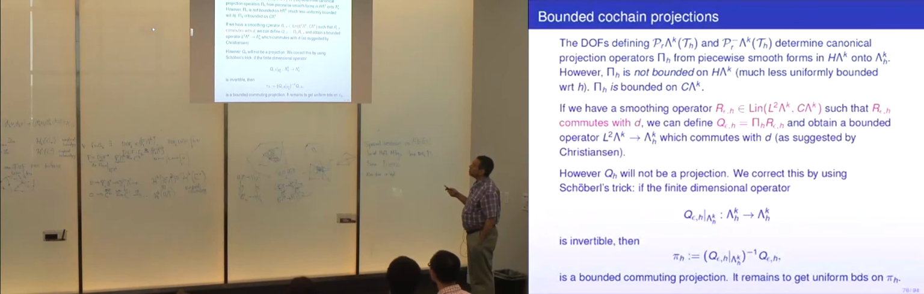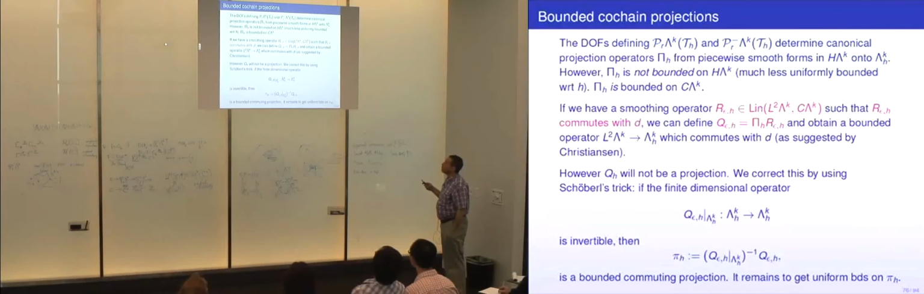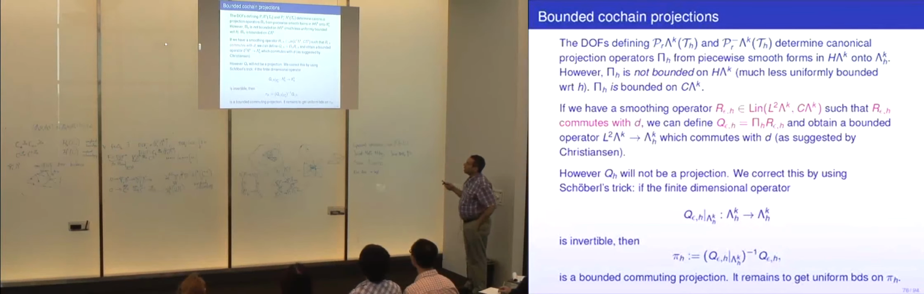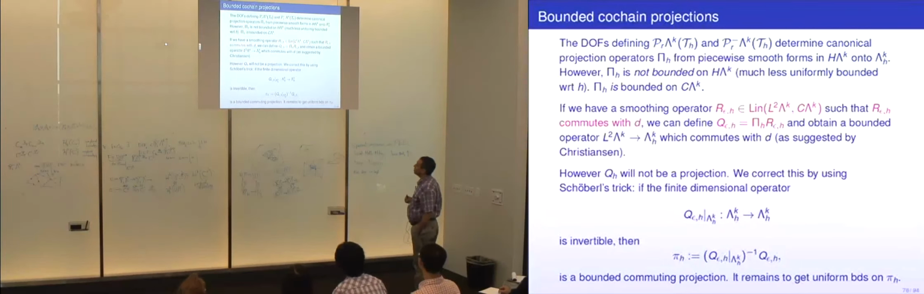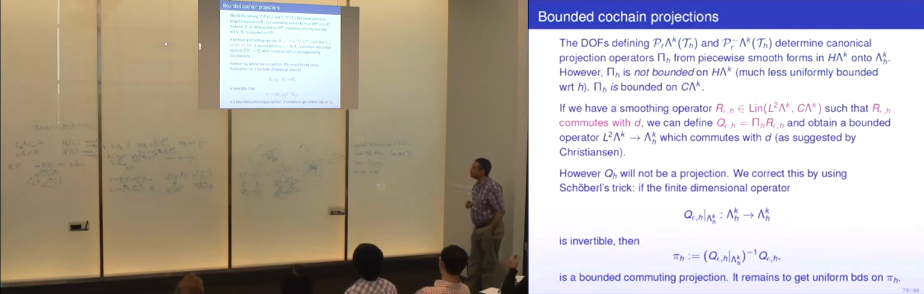So then Christensen said, well, why don't we apply a smoothing operator first? And now I'm following the approach of Christensen and Winter, which generalizes things a little bit. They define a smoothing operator with 2 parameters, and it should at least take L2 differential forms into continuous differential forms. In fact, it'll take L2 differential forms into C infinity differential forms. And it has to commute with D. So first of all, you have to find a smoother that commutes with D.